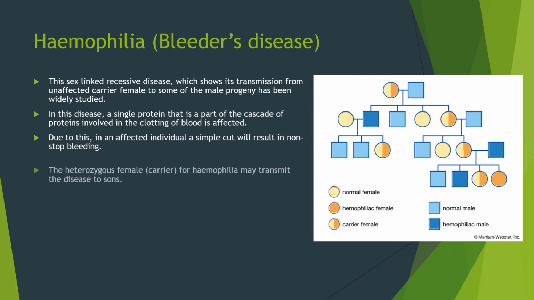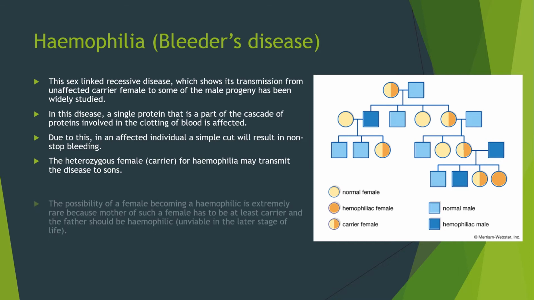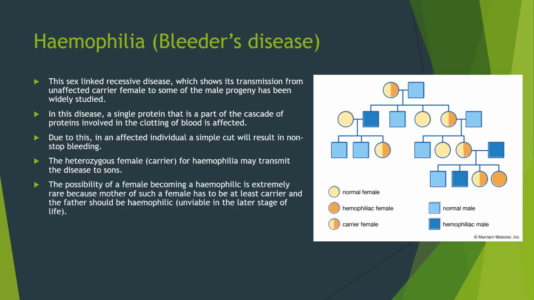The heterozygous female, who is a carrier for hemophilia, may transmit the disease to sons. The possibility of a female becoming hemophilic is extremely rare because the mother of such a female has to be at least a carrier and the father should be hemophilic. The family pedigree of Queen Victoria shows a number of hemophilic descendants as she was a carrier of the disease, because of which hemophilia is also known as the royal disease.